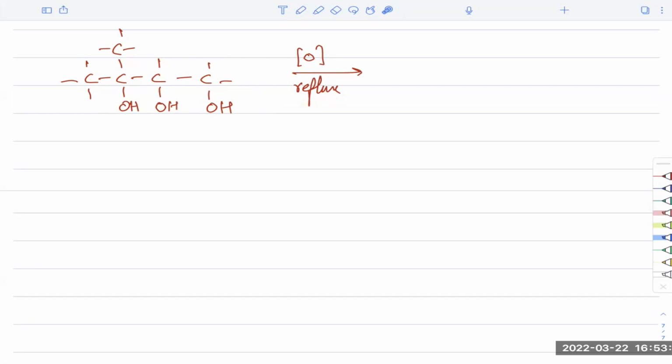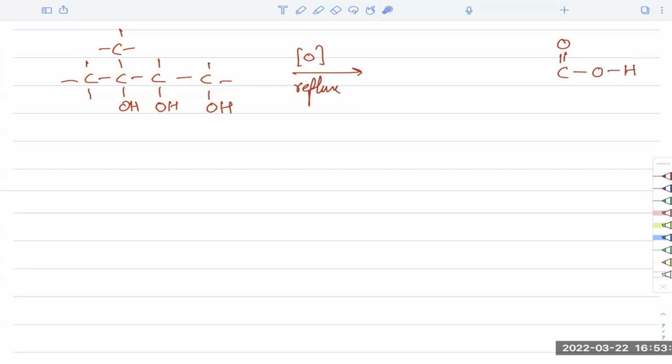It will convert to carboxylic. So over here, I'll get a carboxylic, because first I'll remove this H and OH, this H and that H, then I'll convert this H to OH. So basically, on the very first side, I will get COOH.